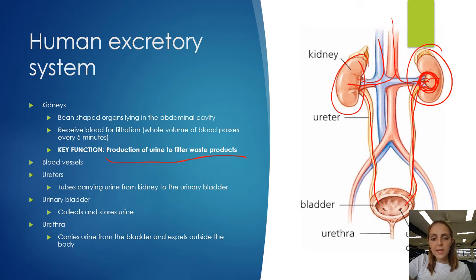Now, the urinary bladder is just basically going to be storing that, and it's able to extend and fit quite a large amount of urine. And then the urethra is the final place where the urine is going to be expelled from the body.